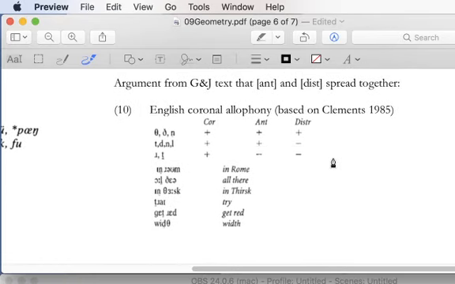Here's a spreading argument that anterior and distributed, these two features, spread together. This is from the Hammond and Jacobs text, and it's based on English coronal allophony. And so what are we looking at here? We're looking at all of the coronal consonants in English, and there's a lot of them. So there's these dental ones, the, and this is N with a little tiny dental diacritic under it, which is pretty hard to see in this handout. The dental diacritic looks like this.